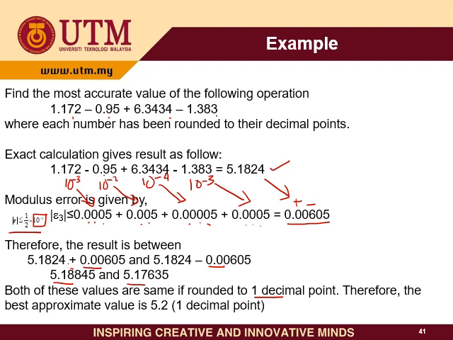So 5.18, 8 is big, right? So it can be 5.2. And 5.17, the 7 is also big, so this is also 5.2. So therefore, the best approximate value is 5.2 in one decimal point.